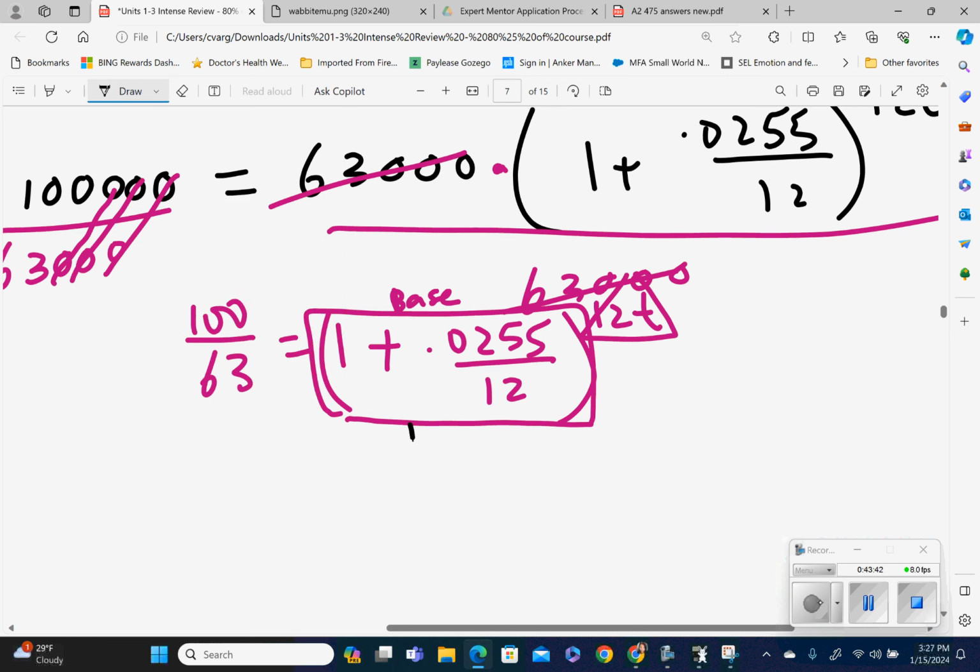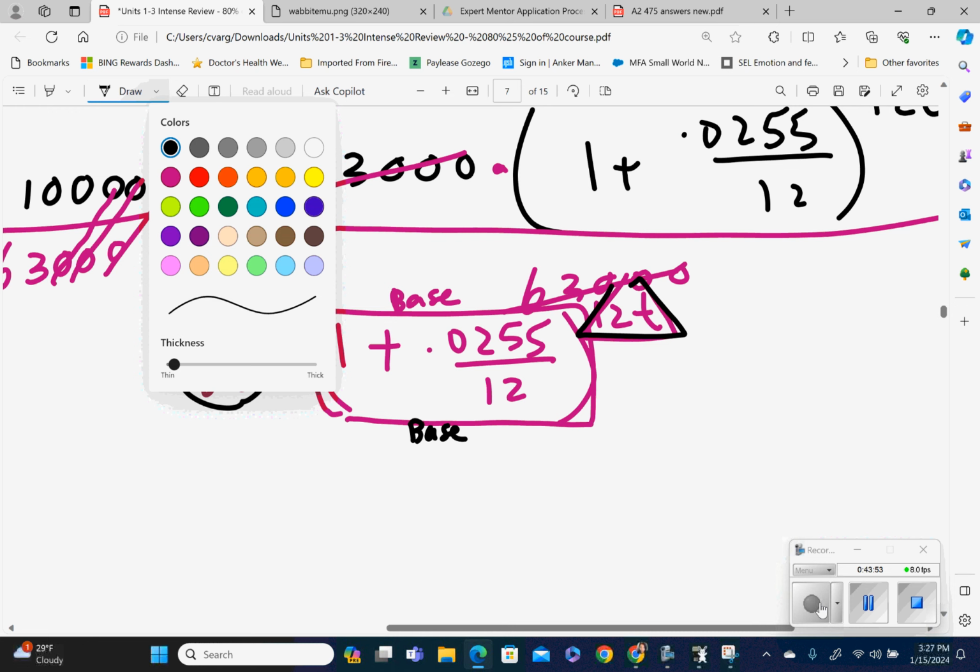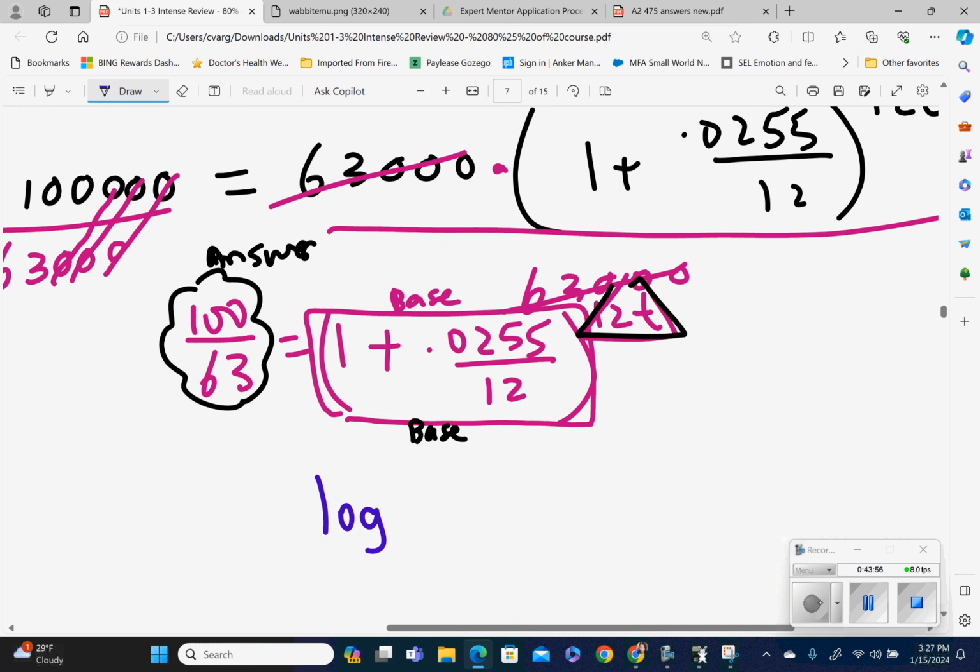Can I do this in a different color? Okay, so base, boom, exponent, and then this is my answer. Let's call this my answer. Okay, so when I'm doing my log, my base is going to go on the bottom.